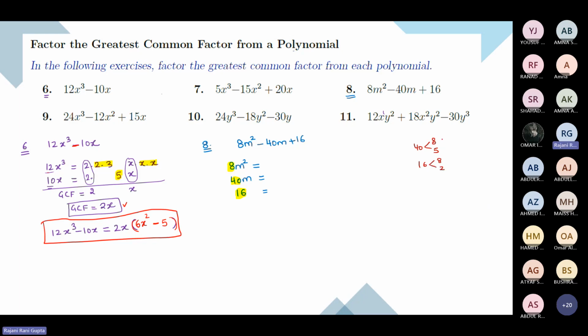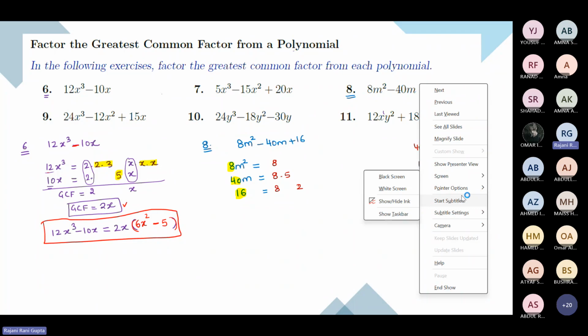And you already have 8. So you can get 8 directly as a common factor. For 40, you can write 8 times 5, and for 16, you can write 8 times 2. If you still have a problem, you can write 8 as 2 times 2 times 2. Did you get what I'm trying to tell you?